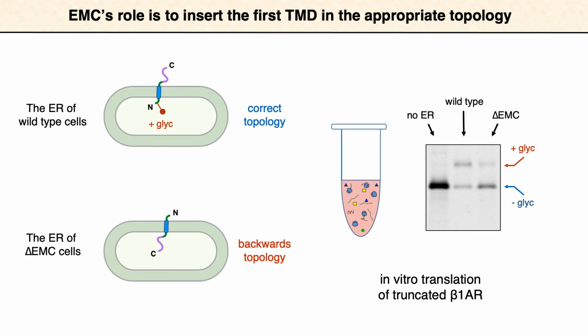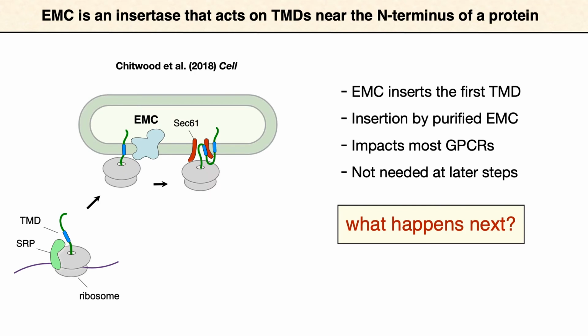So in this way, EMC is important for establishing the orientation of the first transmembrane domain, which, if you remember, is a critical step in establishing the topology of the entire multipass membrane protein. Now, just a few more highlights, which I don't have time to get into. We know that EMC inserts the first transmembrane domain. If we use purified EMC, we can show that it's sufficient to insert that first transmembrane domain. And we know that it impacts multiple GPCRs. We tested about 17 GPCRs, and all of them are impacted by loss of EMC, and their insertion is impaired.